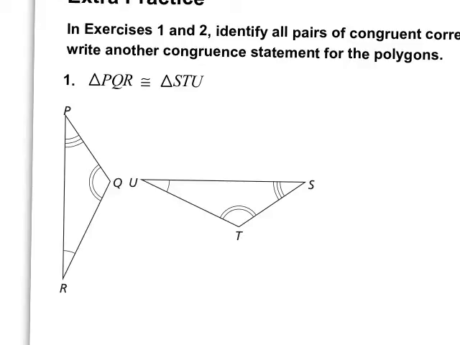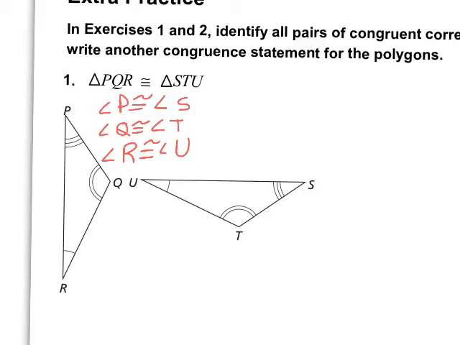Since P and S come first, I would say angle P is congruent to angle S. Q and T are next, so angle Q is congruent to angle T. And then R and U are last, so angle R is congruent to angle U. So there we have our angles, and they have to match exactly. Whatever comes first in the first listing has to come first in the second listing. Those pairs have to match that way.